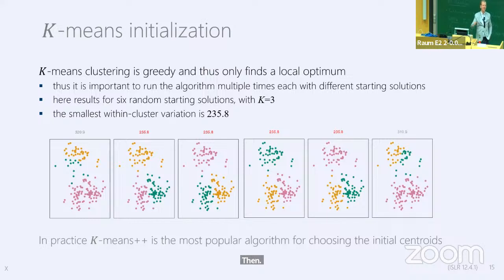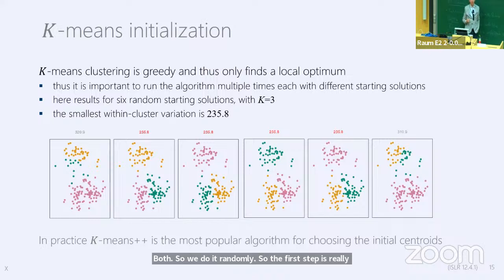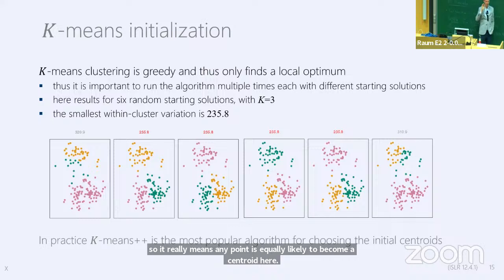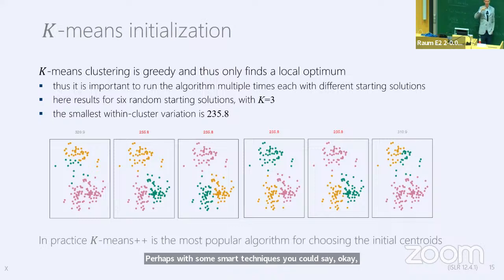Both. So we do it randomly. The first step is really choose your favorite point. That's basically what it comes down to, right? Because we don't have any, well, zeroth centroid. So really any point is equally likely to become a centroid here. But perhaps with some smart techniques, you could say, okay, well, actually, I want to give a higher probability to those points that have many neighbors close by, and also many neighbors far away, but that would be k-means plus plus plus probably, or k-means sharp, or whatever, right? And that's .net. Good.